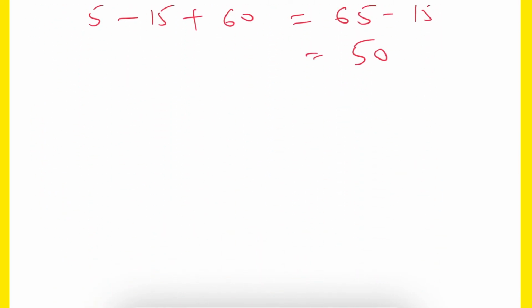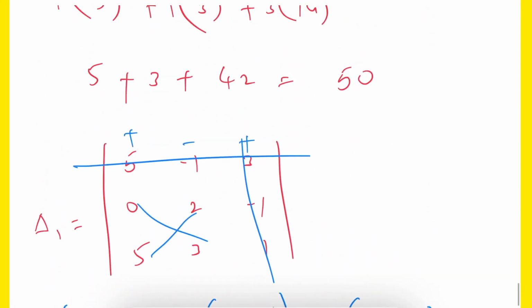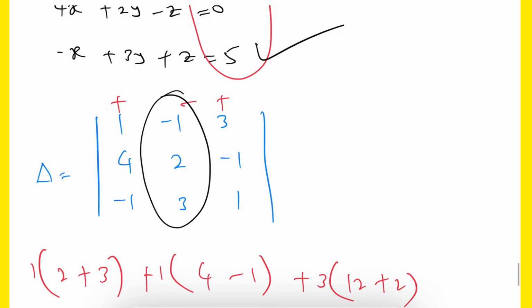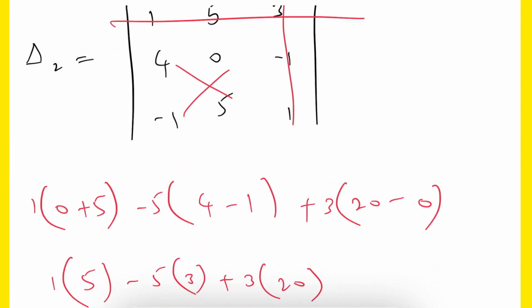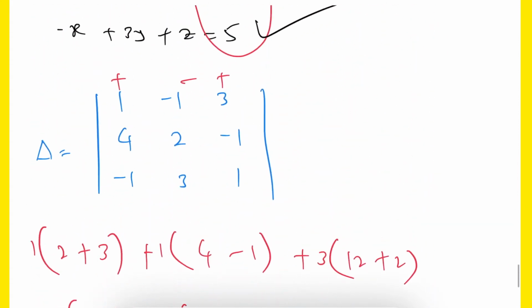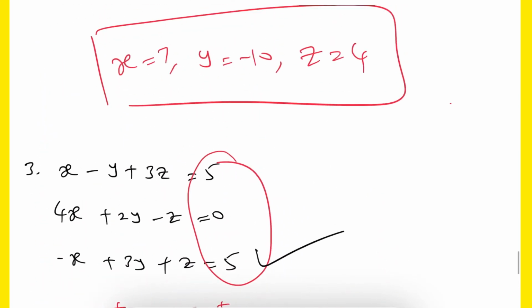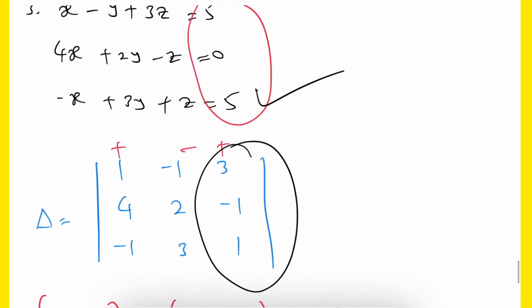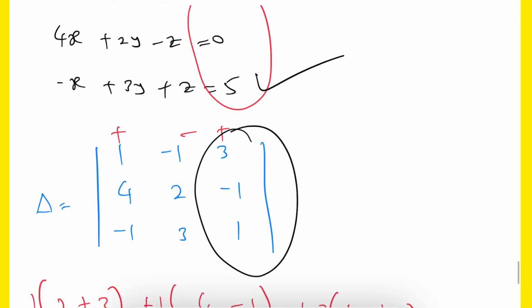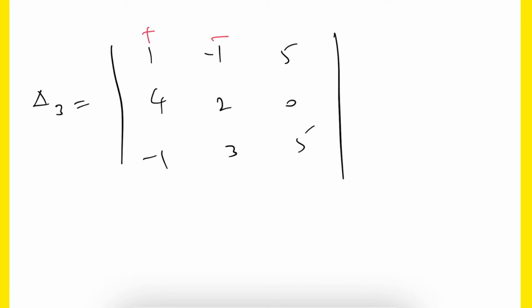Now let us find the value of delta 3 then. So delta 3 means the third column we need to replace with the constants. Okay, first column will be as it is. First column 1 4 minus 1, and second column minus 1 2 3, and the third column we need to replace now. So here the third column 3 minus 1 1 should be replaced with the 5 0 5. So let's write 5 0 5 here. Okay, this will become plus, it will become minus, it will become plus.